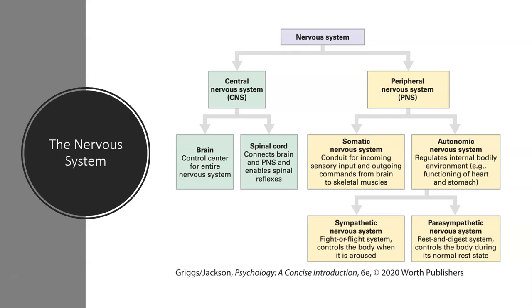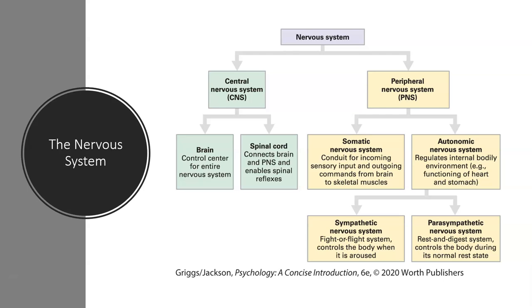In this section of the chapter, we're going to start by laying out the organization of the nervous system, and that includes the central and peripheral nervous systems, and then the parts that make those up. So the central nervous system is made up of the brain and spinal cord. The peripheral nervous system is everything basically outside of that.